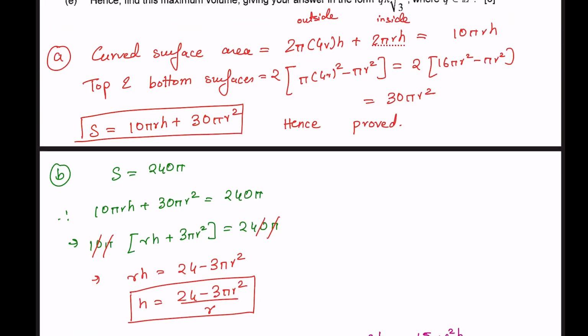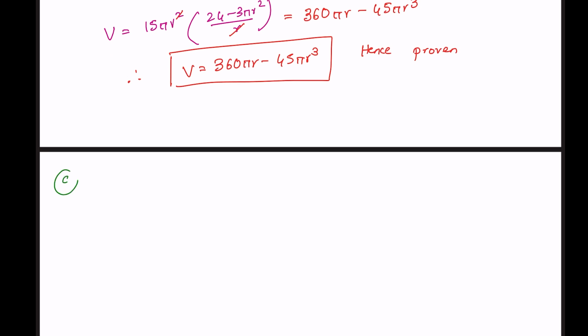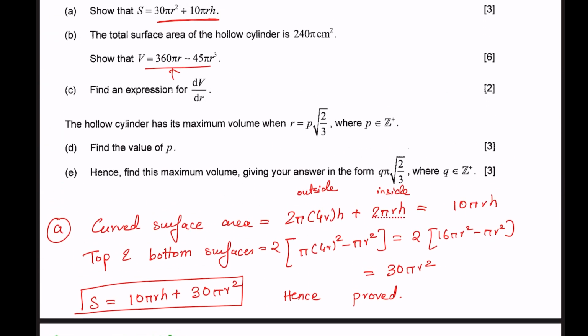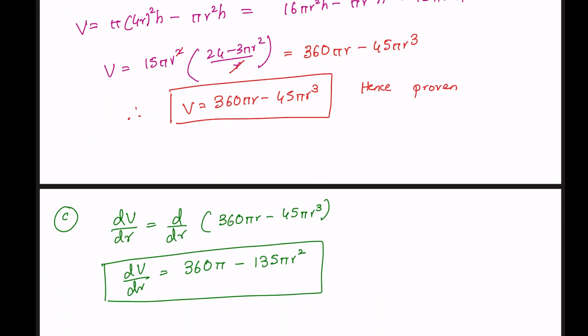Now the next part, we have to find the expression of dV over dr. Fine, just differentiate V with respect to r. d/dr of 360 pi r minus 45 pi r cubed. So dV by dr would be 360 pi minus 135 pi r square. Differentiation of r cubed is 3r square, so 3 times 45 is 135. This is the expression for dV by dr. Yeah, and that's what we need to find for part C. This will be our answer.